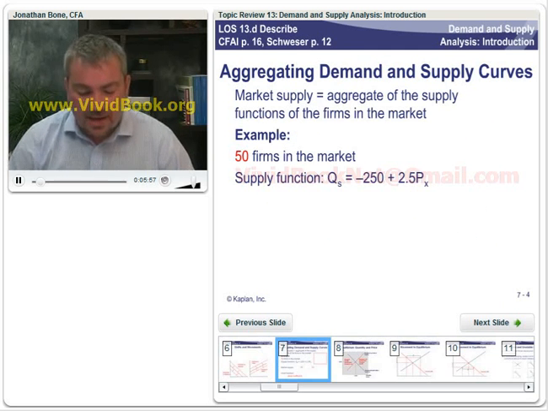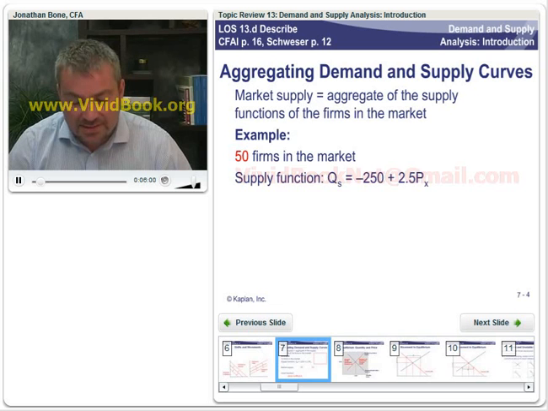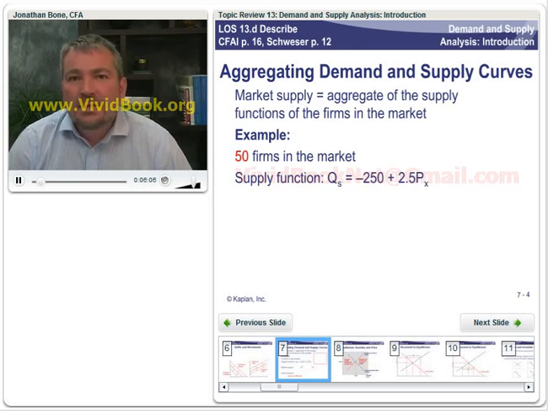Now, our LOS asks us to describe the process of aggregating demand and supply, and also then equilibrium in the marketplace. So market supply is the aggregate of the supply functions of all the firms in the market. In other words, if you take each individual firm and you add all of their supply functions together, you get the market supply function. So notice what we've got here.